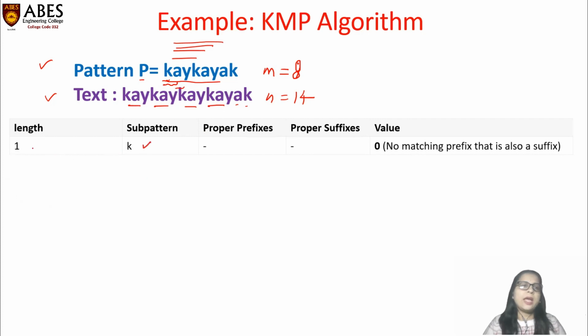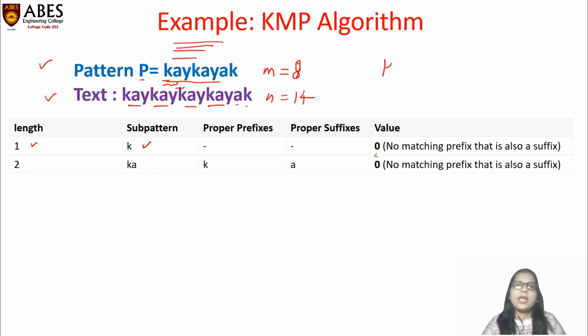The sub-pattern is K and its length is 1. So proper prefixes and suffixes are none. So its value is 0. And then we choose a sub-pattern of length 2. So that means we choose KA. So if we take KA, its prefix is K and its suffix is A.